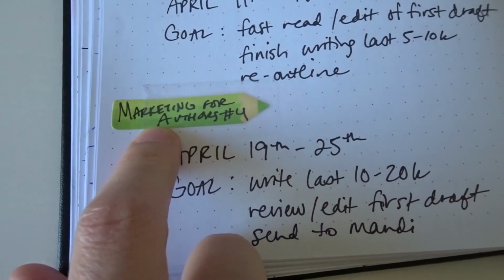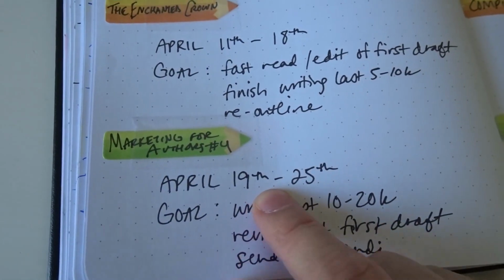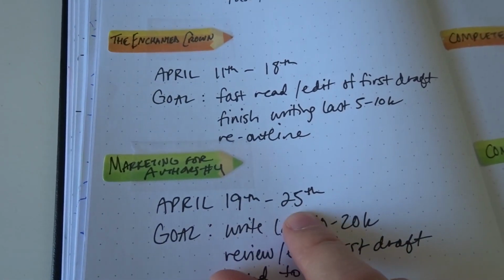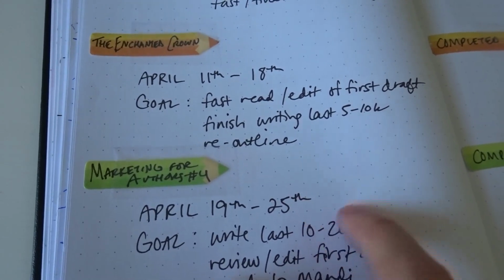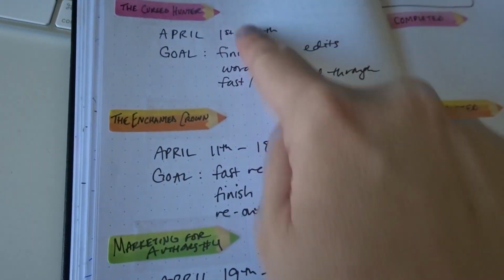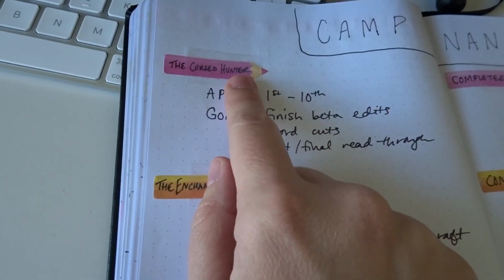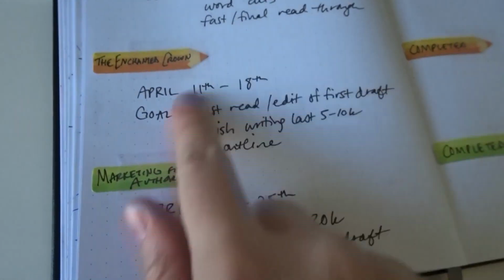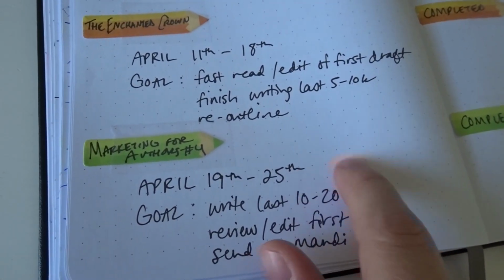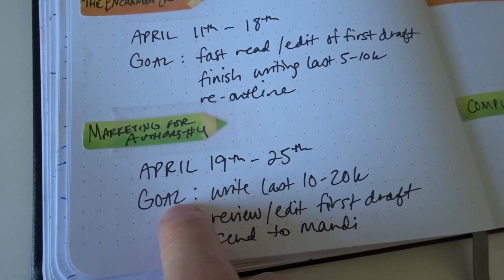Last but not least, I want to work on Marketing for Authors in the last week of April, so the 19th through the 25th. And you'll notice I left a few days extra as buffer days. So if any of these don't get done, well, not that one because I have to send it to my editor, but if either of these 2 don't get done, I have a couple buffer days at the end of April that I can use for catching up.